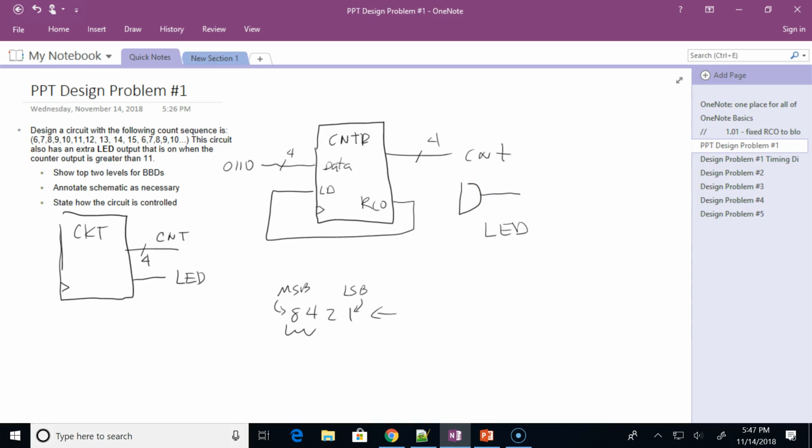So I'm just going to erase that. I think I have an eraser here. Whoa. That is high tech. Alright, so I'm going to put 2 signals on this. This is CNT of 3, and this is CNT of 2. Those are the 2 most significant bits. If those are both set, the LED turns on, because by all means that value is greater than 11.